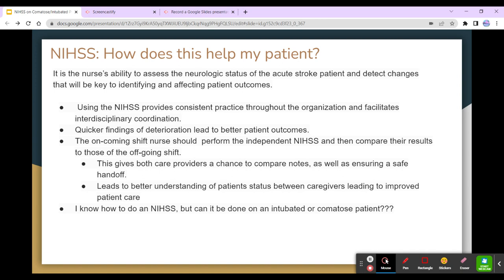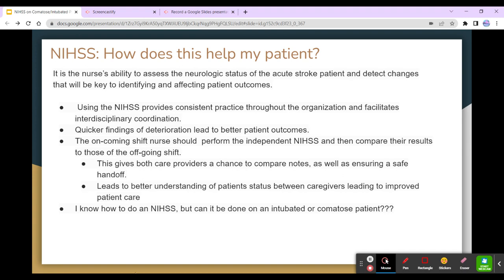One way to help make sure that our NIH scales are being done properly and that we're all understanding them, and also to make sure that each patient's neurological status is handed off to each oncoming nurse in the same fashion, is to do that NIH stroke scale with the nurse that is coming on shift or off shift, or transferring the patient, in order to give you the chance to compare notes, leading to a better understanding of that patient's actual status before care is transferred. But what do I do if my patient's intubated or comatose?